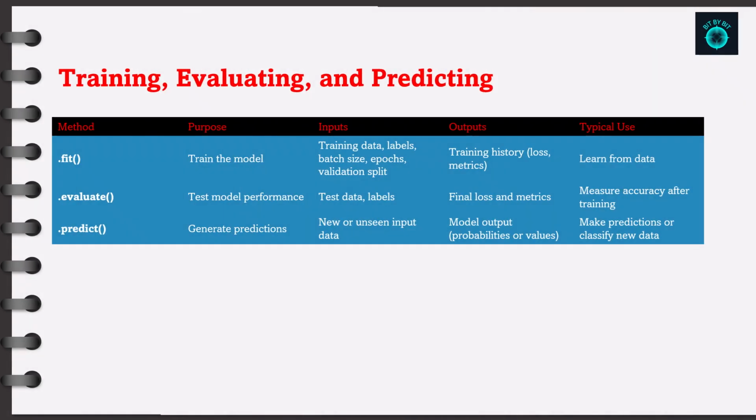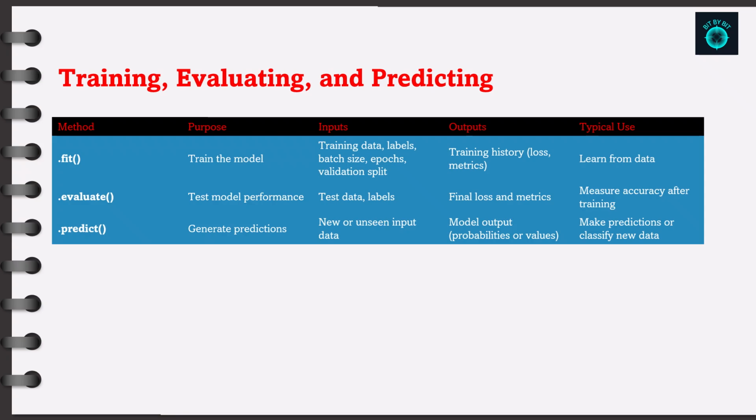Training, evaluating, and predicting. In Keras, there are three main methods you'll use in almost every project: fit, evaluate, and predict. They form the complete life cycle of your model. Fit is the training step. It feeds your input data and labels into the model for a set number of epochs. Each epoch means one complete pass through the dataset. During this process, the model's weights are updated to minimize the loss function using the selected optimizer. The method returns a training history that contains loss and metric values, so you can plot or monitor progress later.